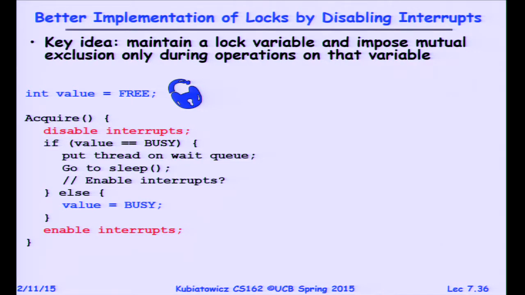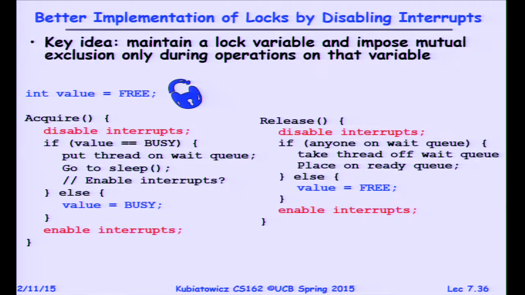Now, how do we release? We disable interrupts again. If anybody's waiting, take them off the wait queue and put them back on the ready queue. This means that some thread will keep the lock, and so we just leave it busy. Otherwise, we free it and re-enable interrupts, and we're good to go. And the justification for this kind of implementation is that I don't disable interrupts very long.